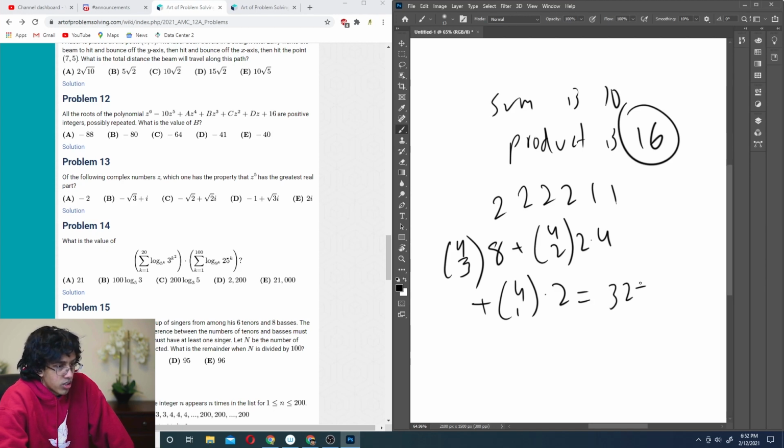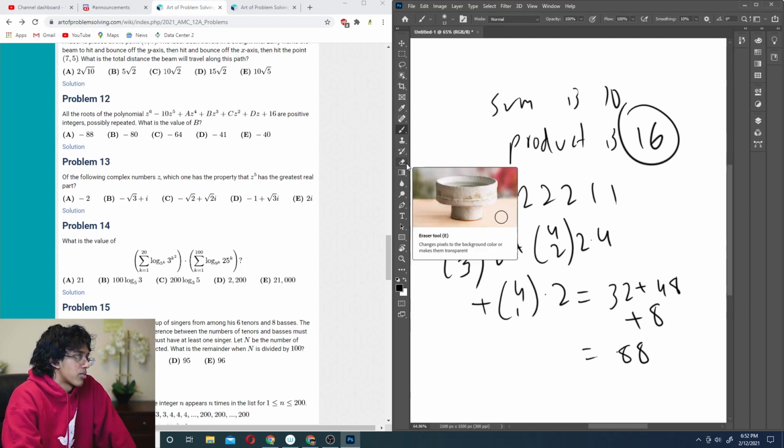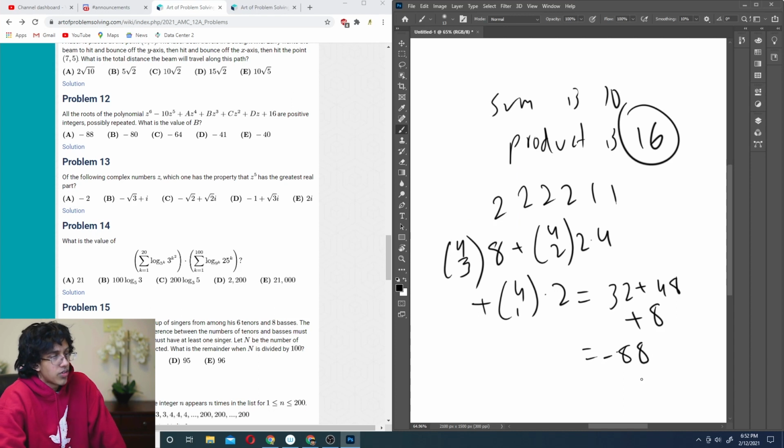So 32 plus 6 times 8, 48, plus 8, which is equal to 88. Oh yeah, and then by Vieta, there should be a negative of that. So negative 88, very cool.